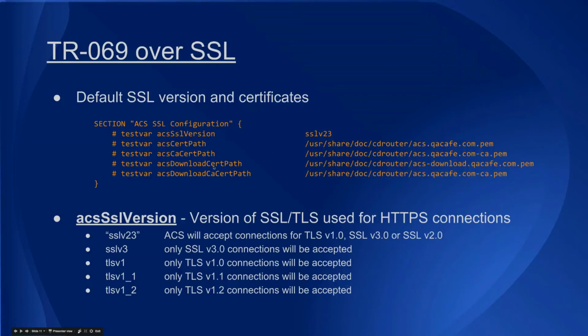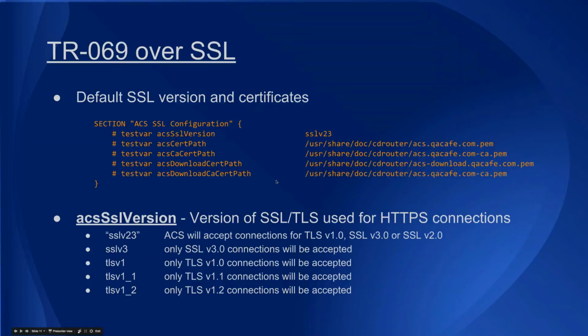In addition, there is a download cert path and download CA cert path. These are used by CDRouter's ACS file server. So for any tests that perform upload or download tests over SSL, the ACS will indicate a file server for the device to contact. This is a server that CDRouter sets up. It's a service just like any other of CDRouter's services. The download server uses its own certificate file that can be found in the ACS download cert path file.